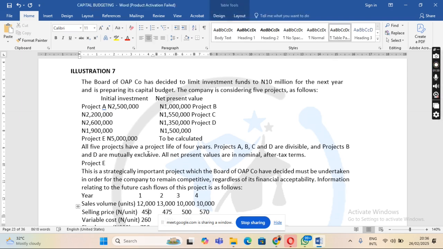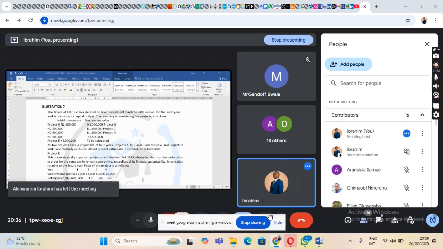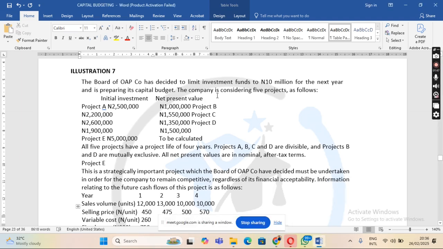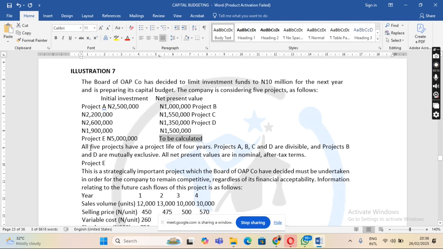Now, the board of OAP Co has decided to limit investment funds to 10 million for the next year and is preparing its capital budgets. The company is considering 5 projects as follows. Project A, you can see project A investment. You can see the net present value. Then project E to be calculated.